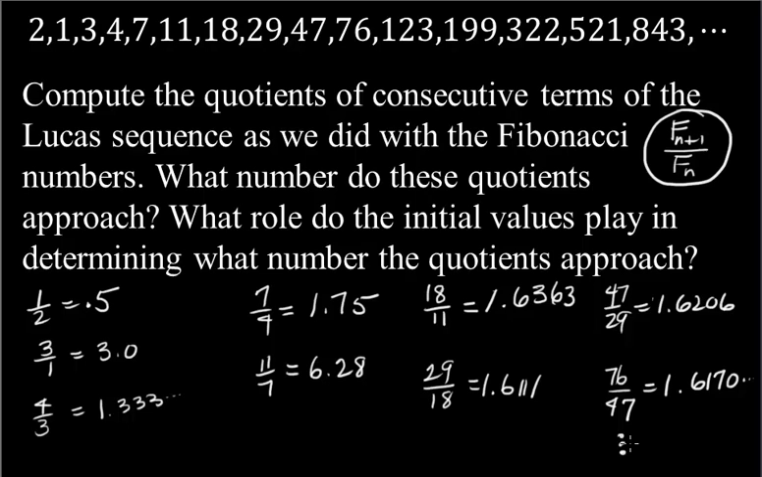Okay, so I used my calculator and put in these decimal numbers. Notice that nothing looks familiar in the first few calculations, but after 18 divided by 11, we have 1.6 something. After 29 divided by 18, we have 1.61. And now look, 76 over 47. It looks to me like this is approaching phi.